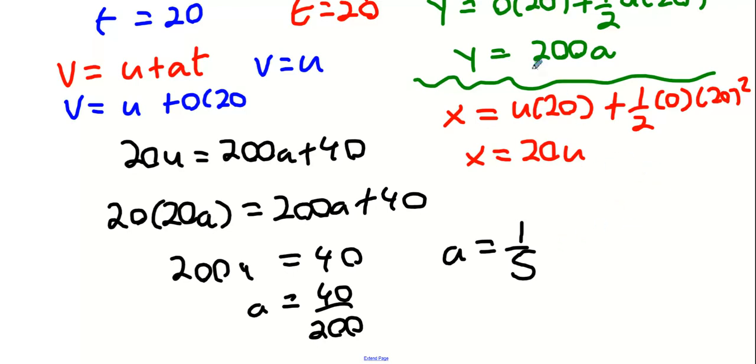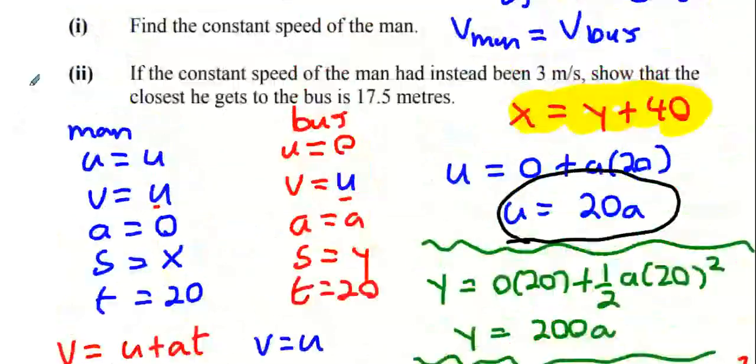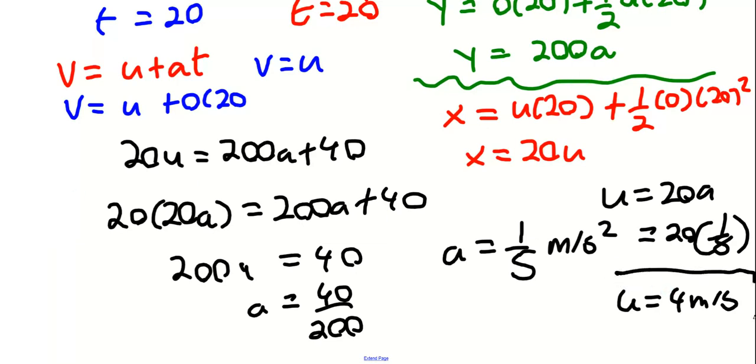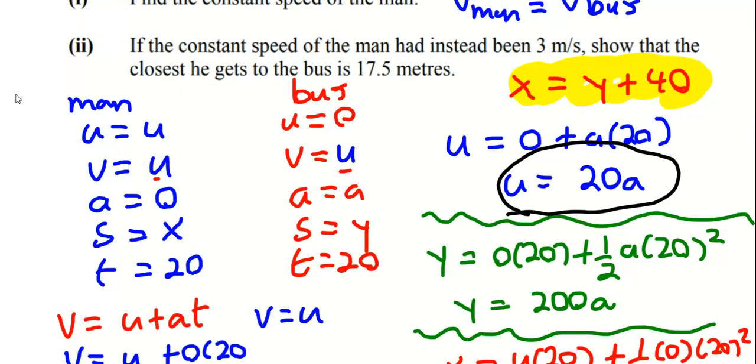Right? And we also said that u equals 20 times a. So what's 20 times a fifth? u equals 4 meters per second, and a is in meters per second squared. What was the goal of the question again? Find the constant speed of the man, which we all know is 4. Okay? Now, if his constant speed had been 3 instead of 4, show the closest he gets to the bus is 17.5.